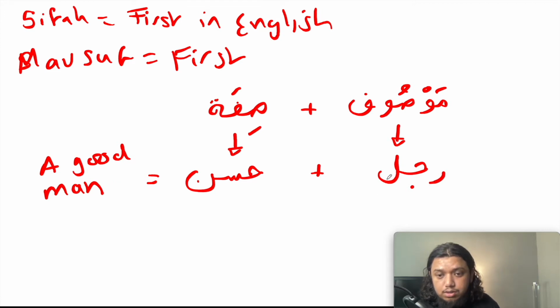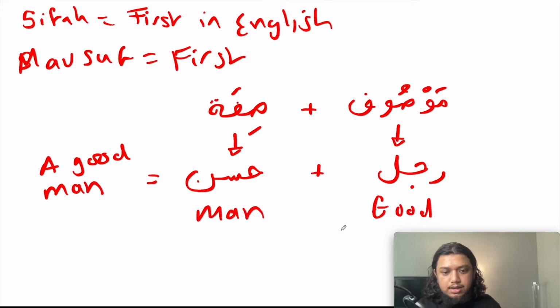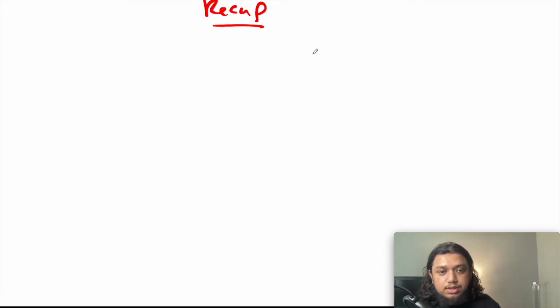So literally it will be translated as man good, because the thing being described comes first. However, of course, we will not translate it as man good, because in English this does not make sense. So we will translate it as a good man. However, if this was in English, it would be good man, because it is the other way round. So that brings us to a recap of today's class.